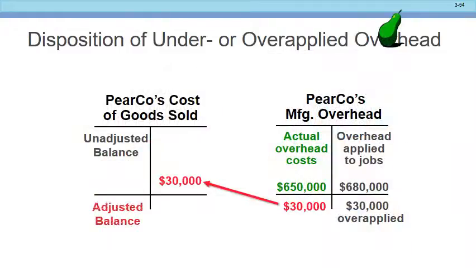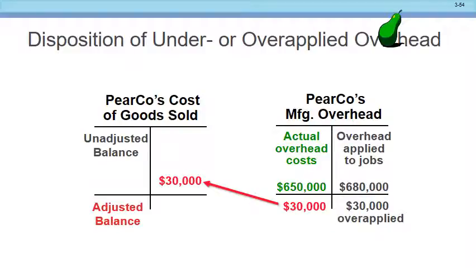Obviously, if we take it all to cost of goods sold, the way I just sort of scribbled up on that last slide, because we have over-applied, we debit the actual to close it out to zero. We credit the cost of goods sold, right? Right? Okay.